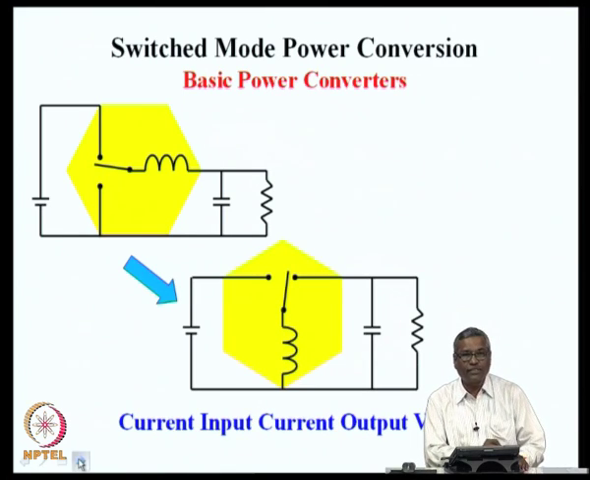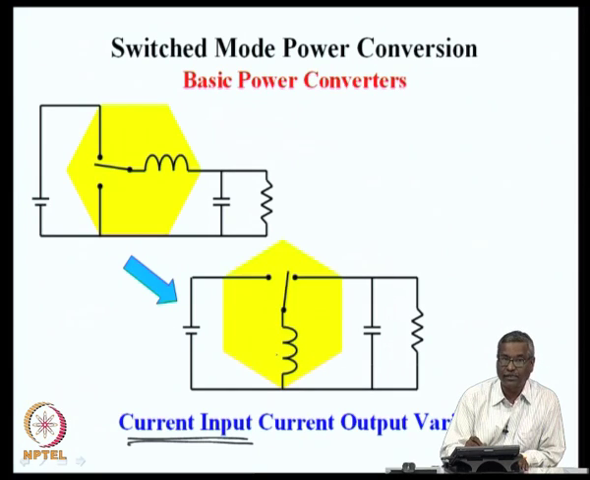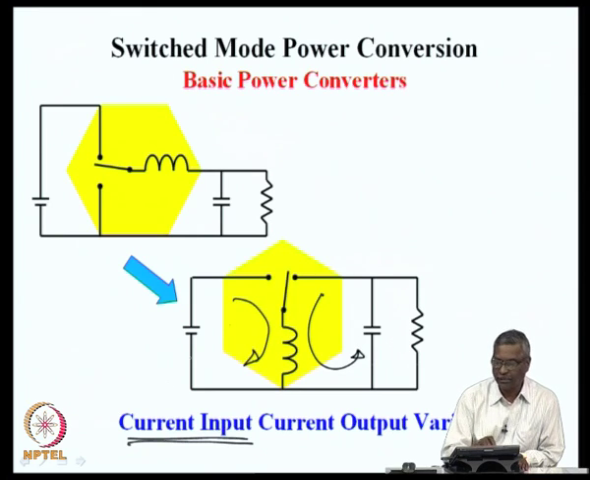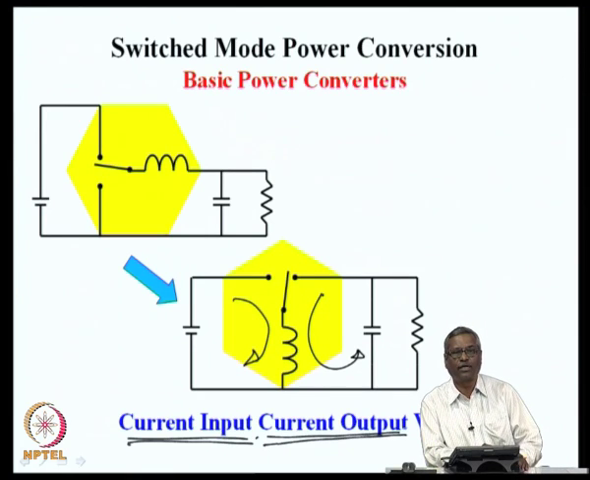The third variant is shown here, where the input side current is also stiff. When the switch is connected to the source, nearly constant current is drawn because of the inductor's presence, and when the switch is connected to the load side, nearly constant current is supplied to the load side. So, you can say that the switch, while it is connected here, draws energy from the source and then dumps it into the load, and on both sides the current is defined, and so this can be called a current input current output variant.